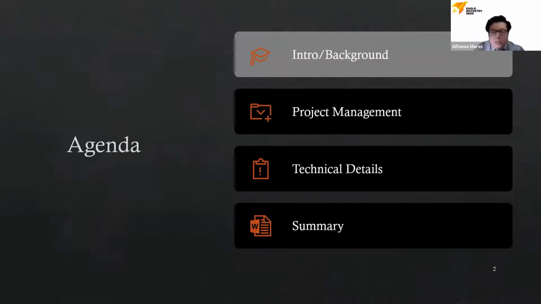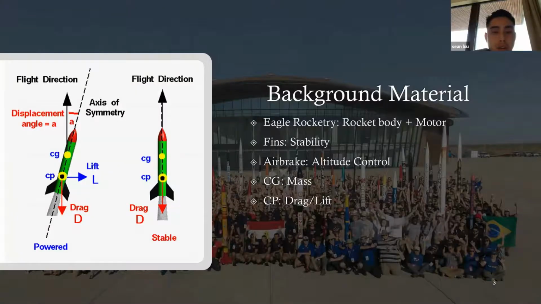And now Sean is going to tell us a little bit more about that. For background material, we're sponsored by Eagle Rocketry. Our focus is stability and altitude control, which would be through fins and air brakes. And we're going to concentrate on the center of gravity and center of pressure for this project.